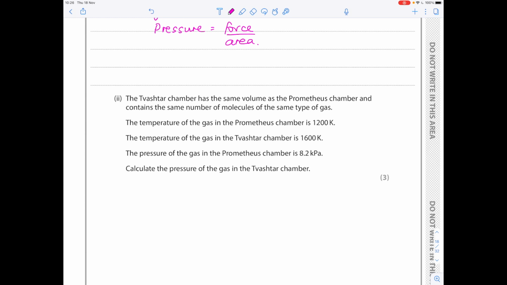The Vashtar chamber has the same volume as the Prometheus chamber and contains the same number of molecules of the same type of gas. The temperature of the gas in the Prometheus chamber is 1200 Kelvin. The temperature of the gas in the Vashtar chamber is 1600 Kelvin. The pressure of the gas in the Prometheus chamber is 8.2 kPa. Calculate the pressure of the Vashtar chamber.